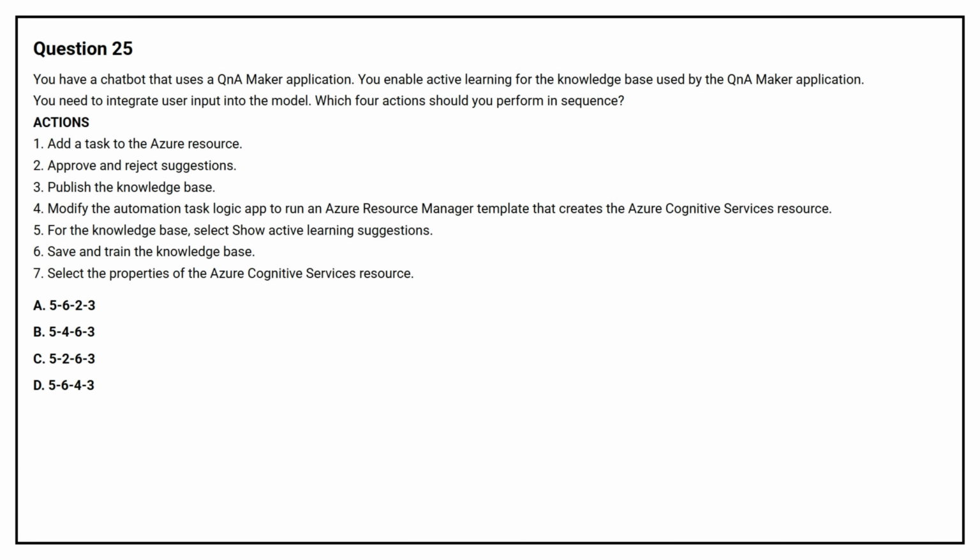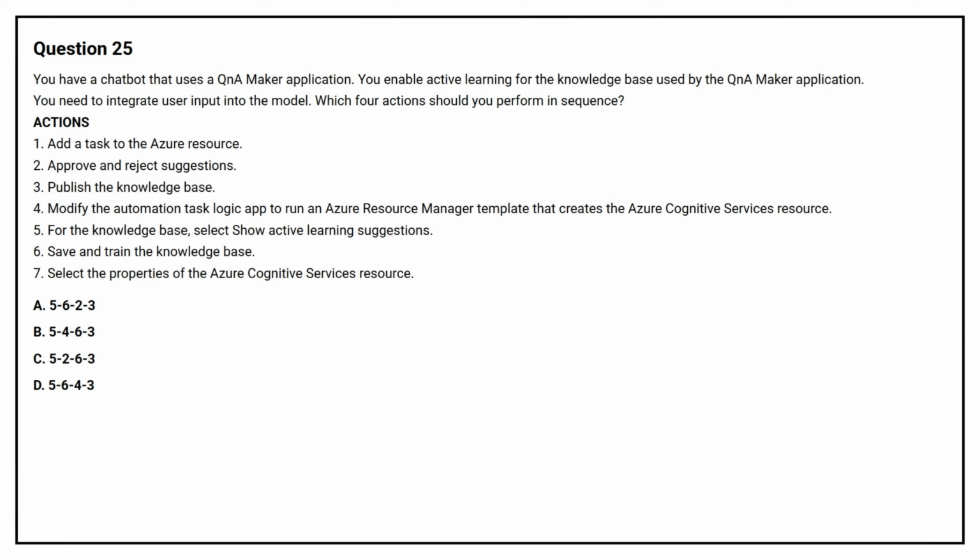Question number 25. You have a chatbot that uses a Q&A Maker application. You enable active learning for the knowledge base used by the Q&A Maker application. You need to integrate user input into the model. Which 4 actions should you perform in sequence?